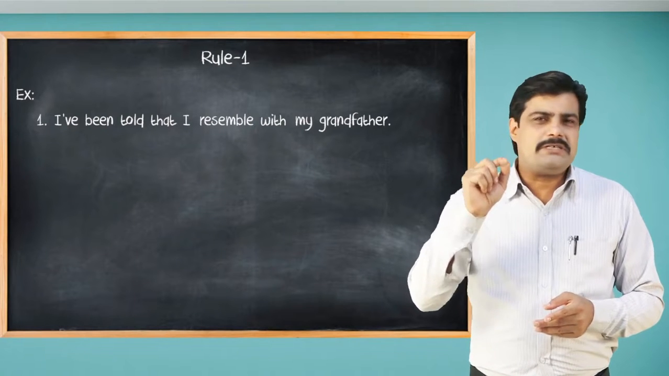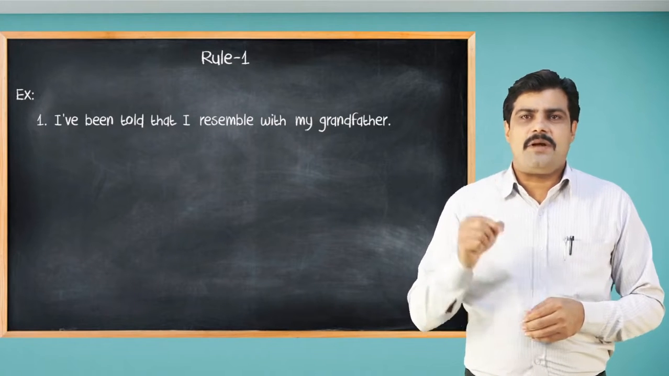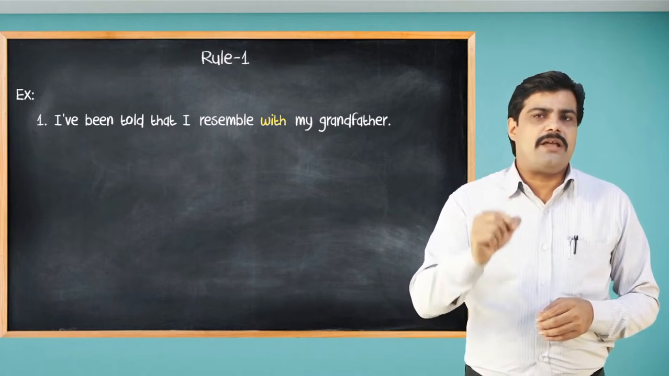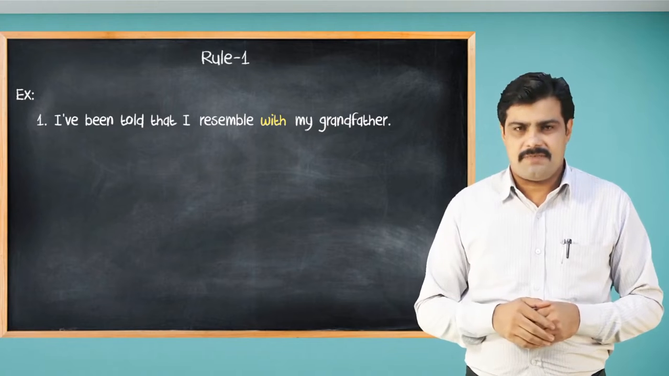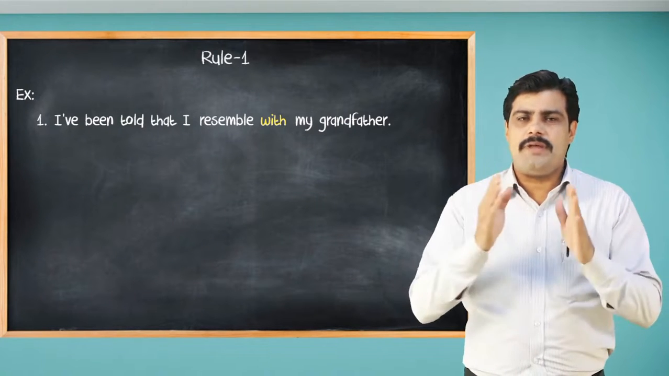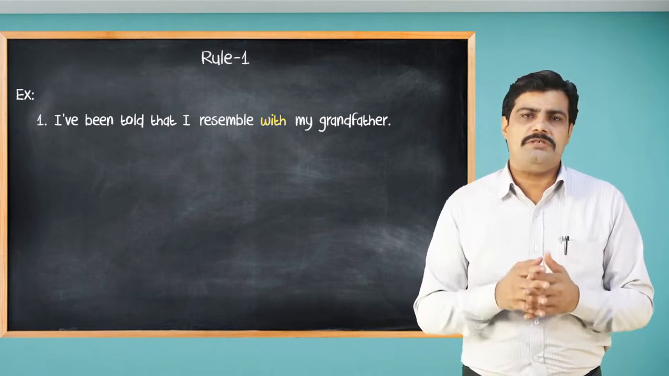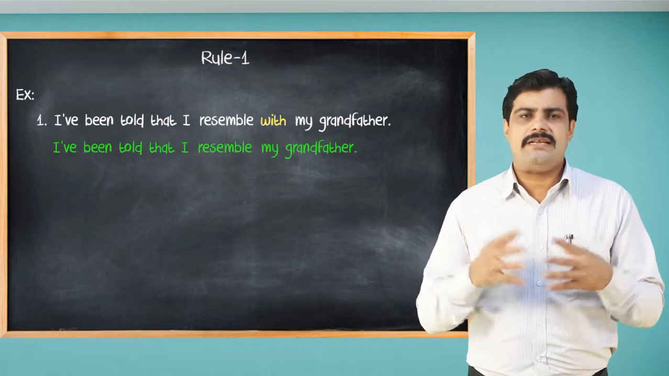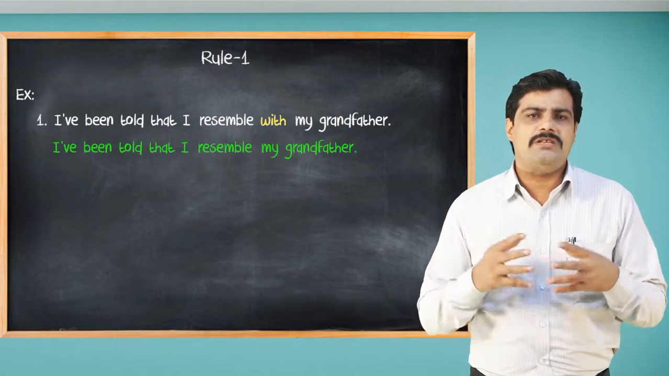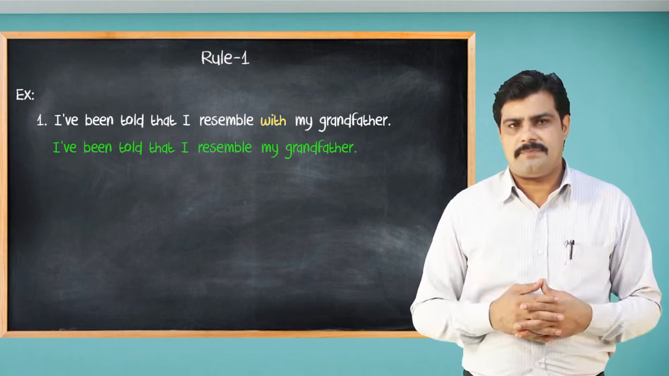Now let's take the very first sentence. For example, I have been told that I resemble with my grandfather. Now, what is the mistake in this sentence? In this sentence, the verb resemble doesn't require a preposition after it. We have already gone through the rule. So erase with. Here there is no requirement of the preposition with. Say the sentence as, I have been told that I resemble my grandmother.